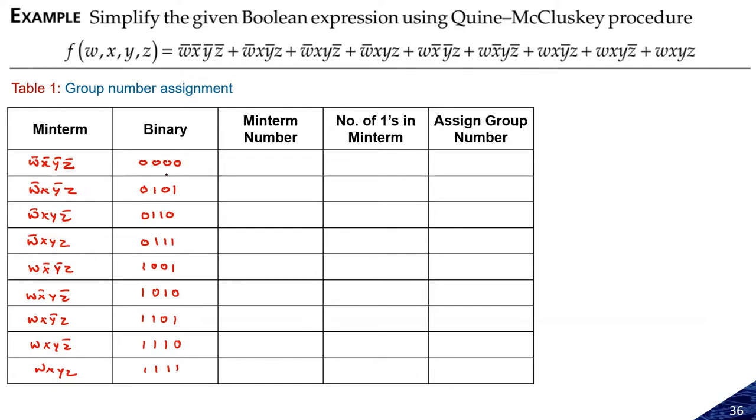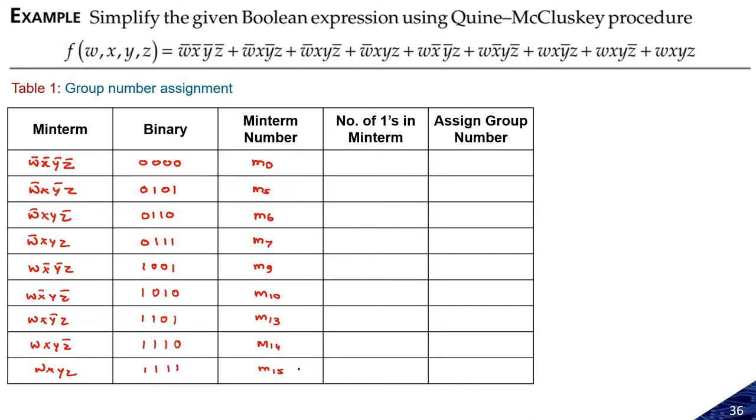If you talk about the minterm number, this is equivalent to binary 0, so we call it M0. The next one is the same as 5, so we call it M5. The next one is equivalent to 6, so this is M6. Next is M7, then M9, then M10. Then the next is M13, then M14, and the last one becomes M15. So these are the minterm numbers.